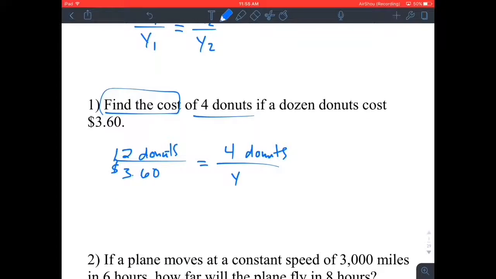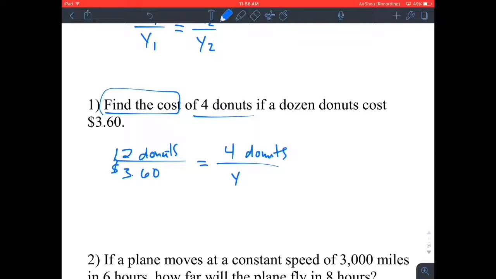This once again is direct variation. The relationship here is the cost for donuts. Relationship here is also cost for donuts. Across the top of these fractions, they're both donuts. Across the bottom, they're both going to be in dollars. So when you make a direct variation proportion, you need those relationships vertically and horizontally.